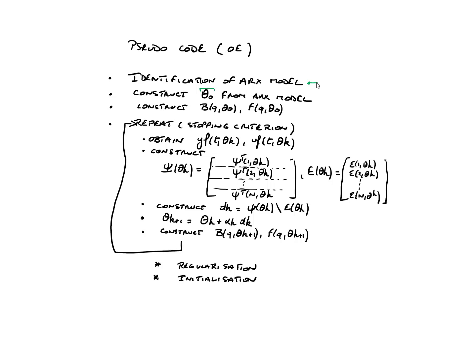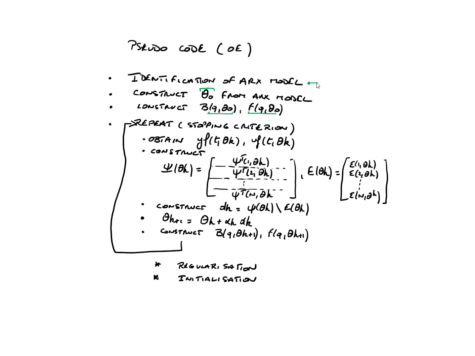So what do I mean by construct theta 0? Well, if you identify an ARX model, the order of the parameters is first the A's and then the B's, but for an output error model it's the B's and the F's. So the A's of the ARX model will become the F's of the output error model. There is some kind of reordering to do here. Once you have theta 0, you can compute the filters or polynomials B and F, initialized with this version theta 0 of the parameter vector.